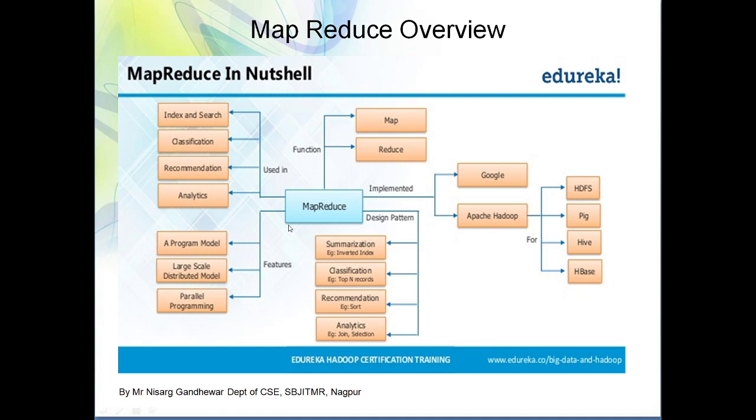Then MapReduce also helps us with large scale distribution models, and it is also used for parallel programming. So these are the features of MapReduce. Then, MapReduce functions: there are two major functions used in MapReduce. One is map and the second is reduce. Just as I told you, map will divide your input data into key value pairs.